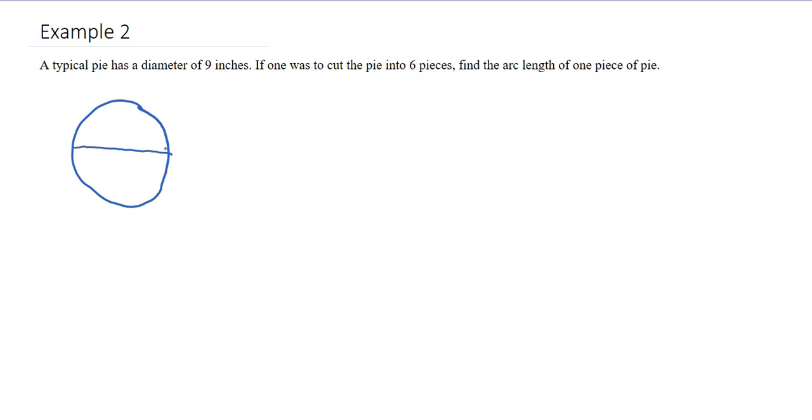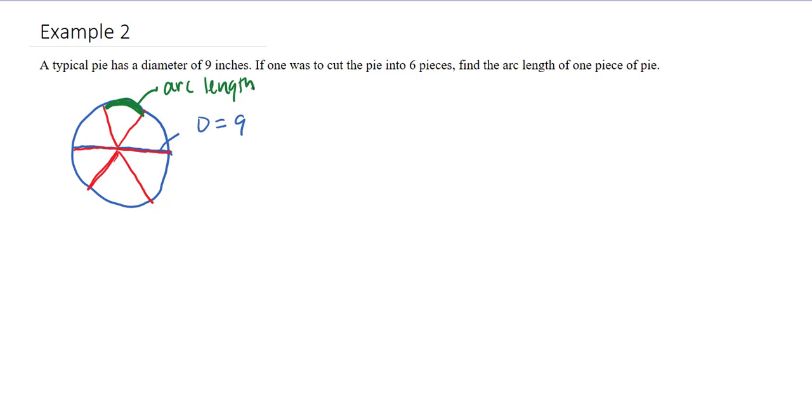Right, this is going to be the diameter, which is equal to 9. Now we want to cut this into 6 pieces. So now we have 6 pieces. So what we're trying to find is just the measure of this arc length, or any one, but they're all going to be the same because it's implying that we're cutting this pie into 6 equal pieces.